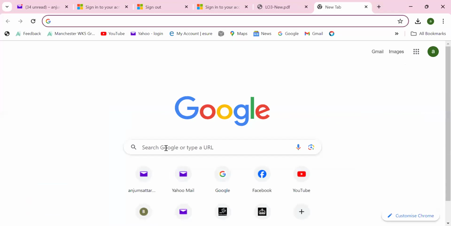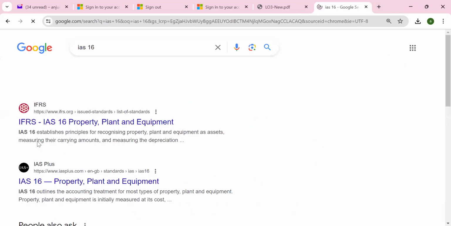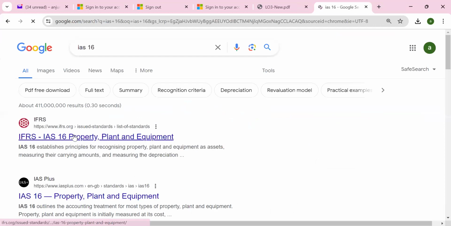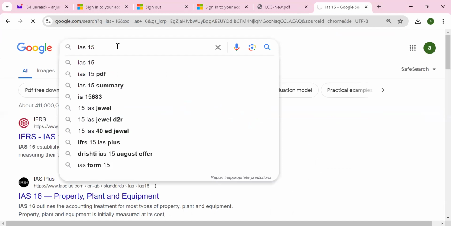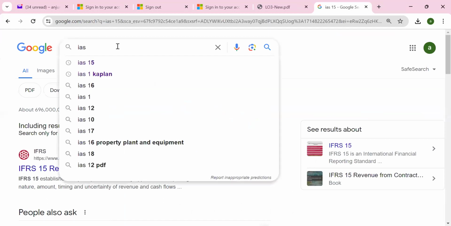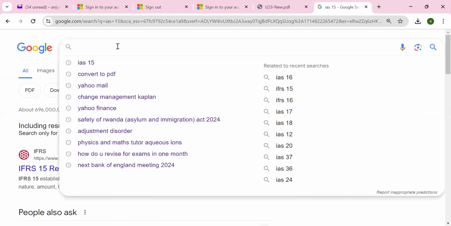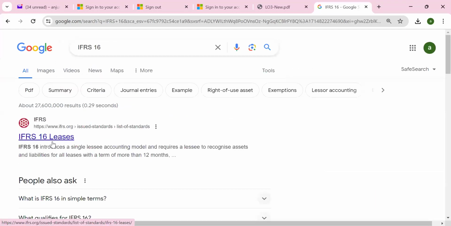IAS 16 is about property, plant and equipment. Sorry, maybe I'm mentioning the wrong number. IFRS 15. No, we're looking at IFRS 16. Yeah, that's about leases. It's a new standard.